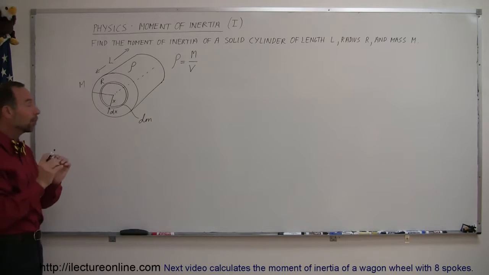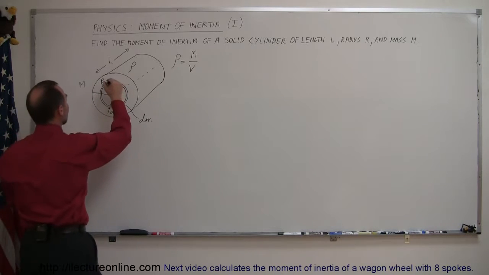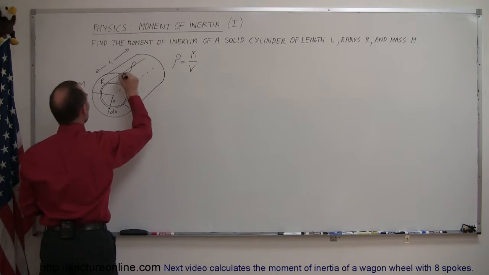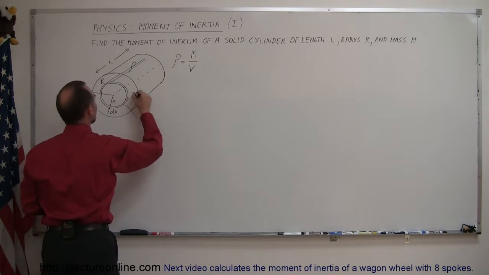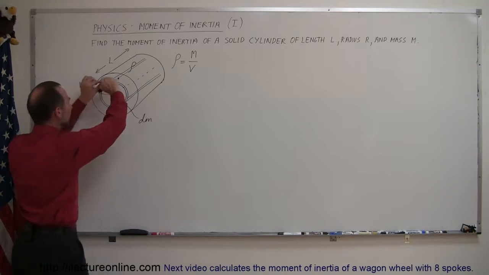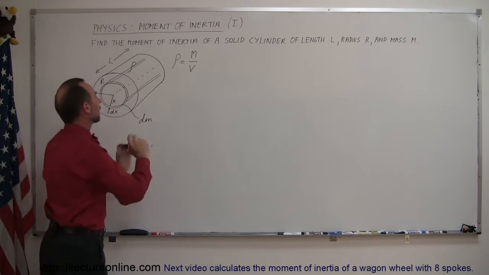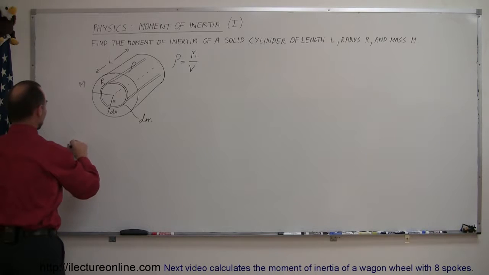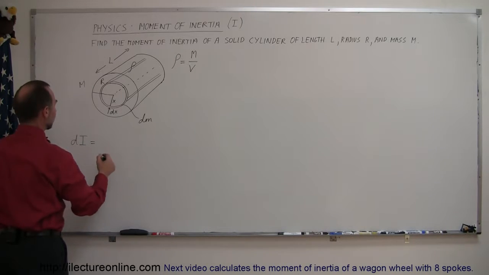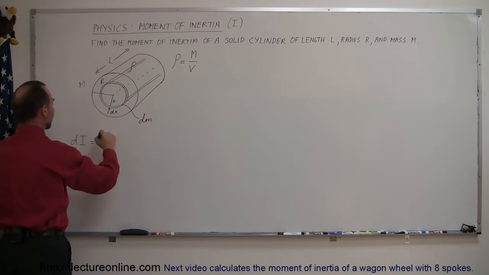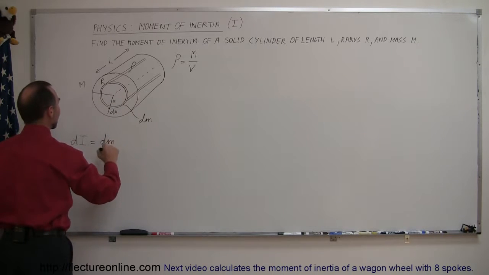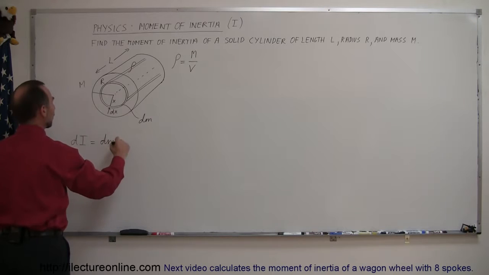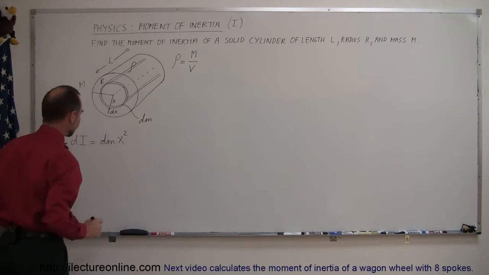Well, I'm going to find the moment of inertia of that thin little shell. And of course, that thin little shell goes all the way through the length of the cylinder, like so. What is the moment of inertia of it? That's going to be dI. By definition, the moment of inertia is the mass of that little shell, which is dm, times the distance away from the center of rotation, which is x squared.